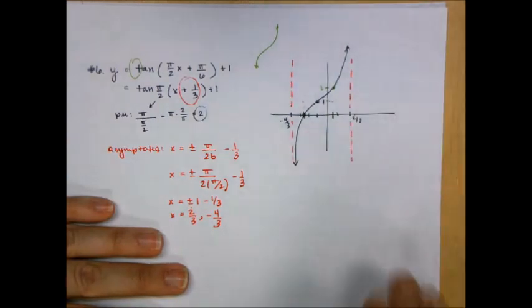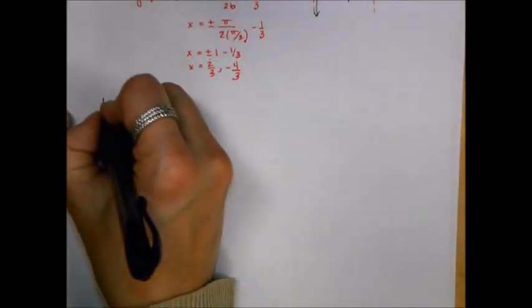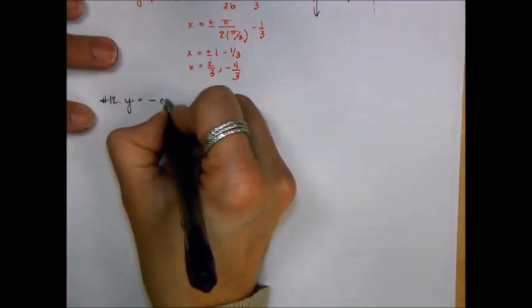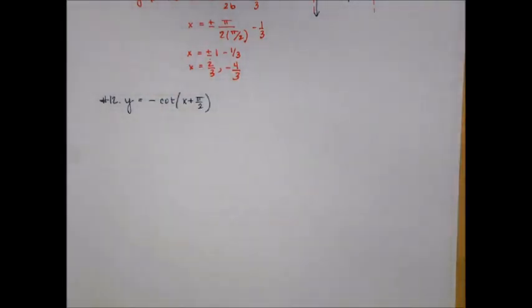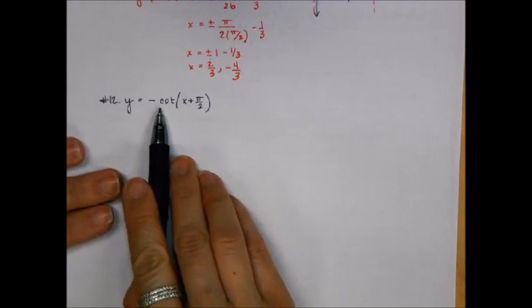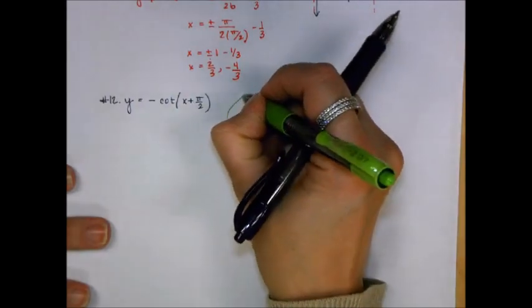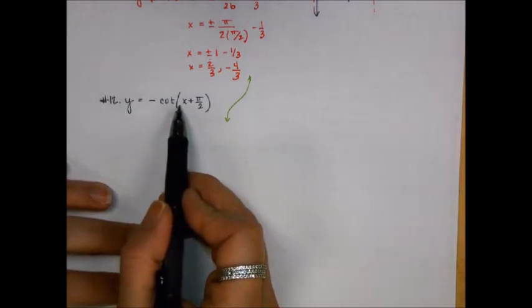Okay, so let's look at one more of these, number 12. All right, so I have negative cotangent of x plus pi over 2. So cotangent is a decreasing graph. Negative means it will be increasing. So there's no b value to factor out. The b value is 1, and we want to undergo a translation of pi over 2 units to the left.